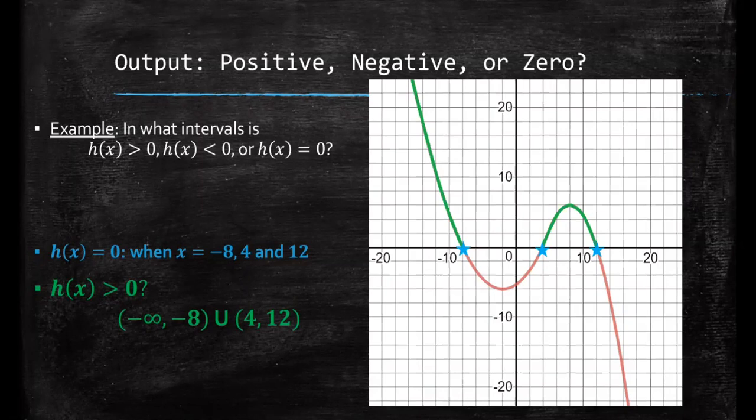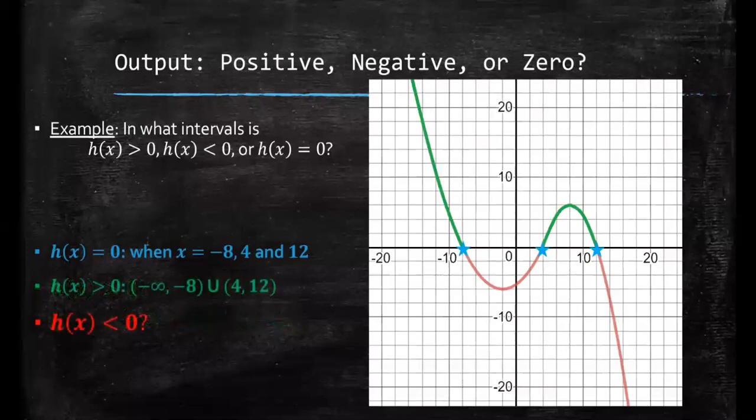Notice here that all of those numbers have parentheses and no brackets, because to be positive, we are greater than 0. And the -8, 4, and 12 were all where we were 0. So we will not include those points because those points are at 0. So if you're not actually above the x-axis, we're just getting really close to those points, but we can't actually be those points because then we will be 0.